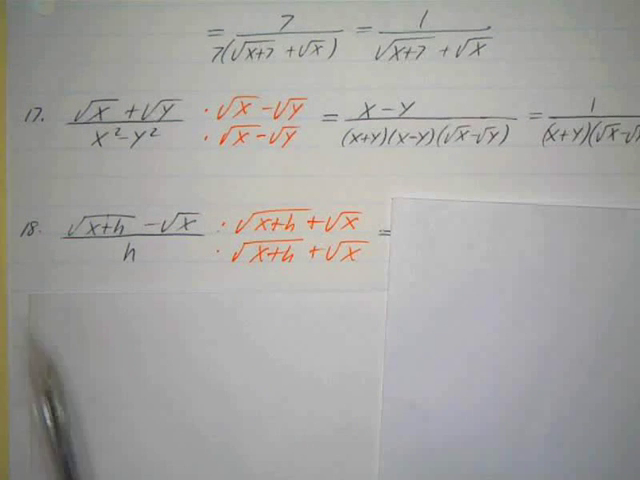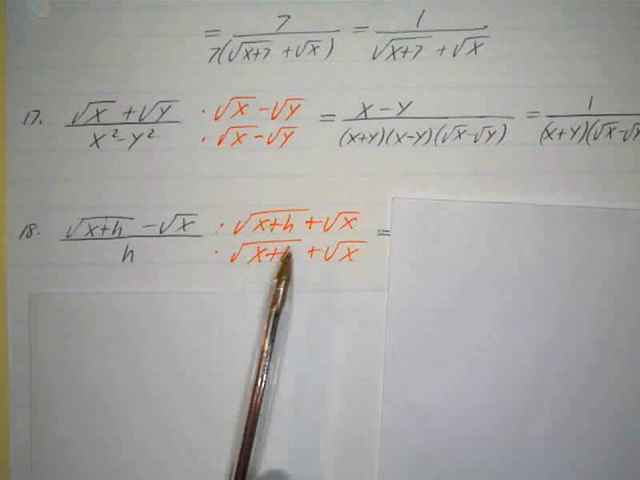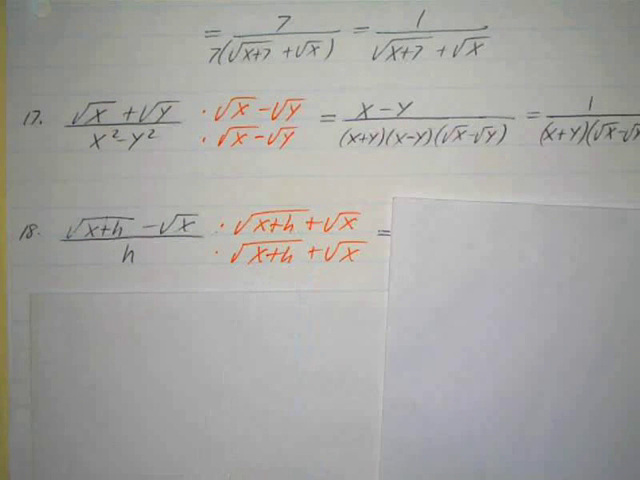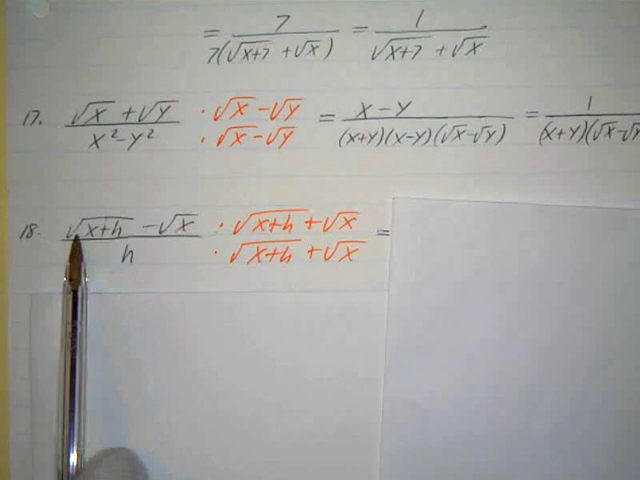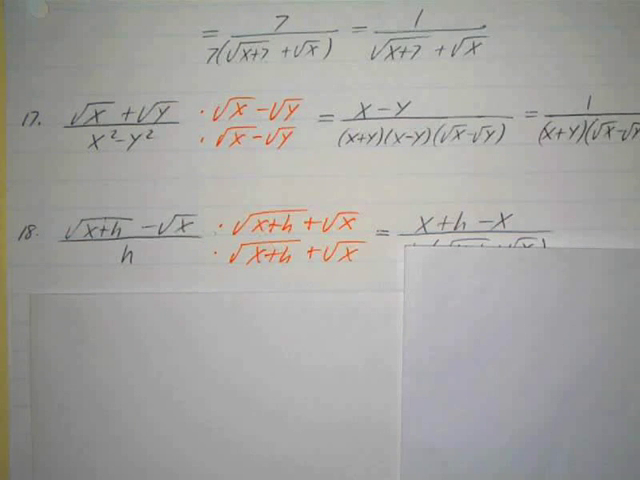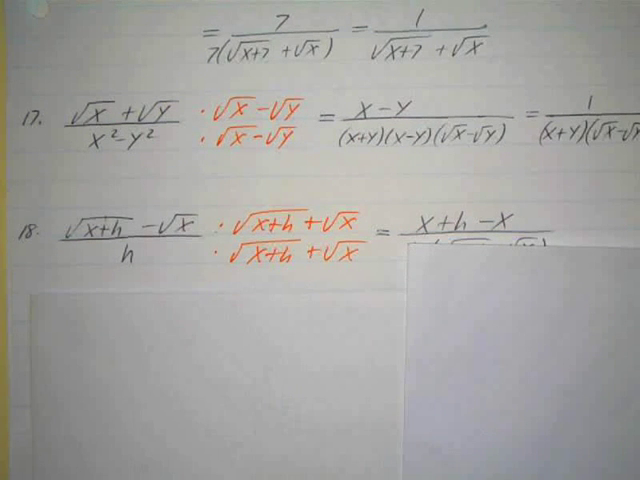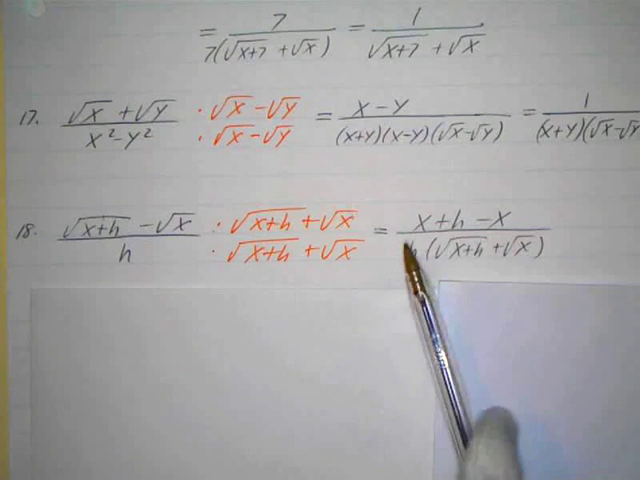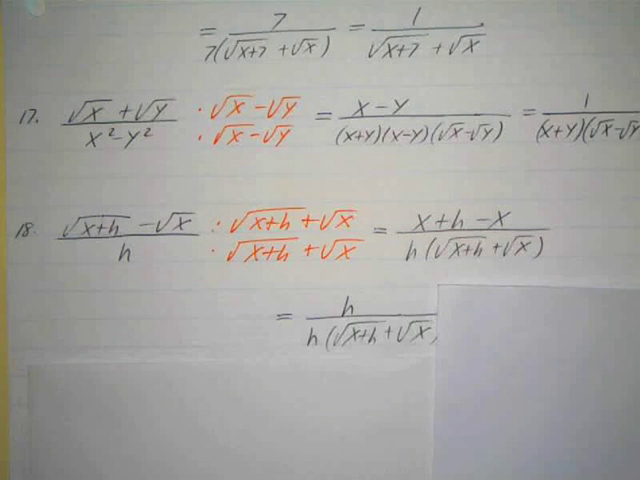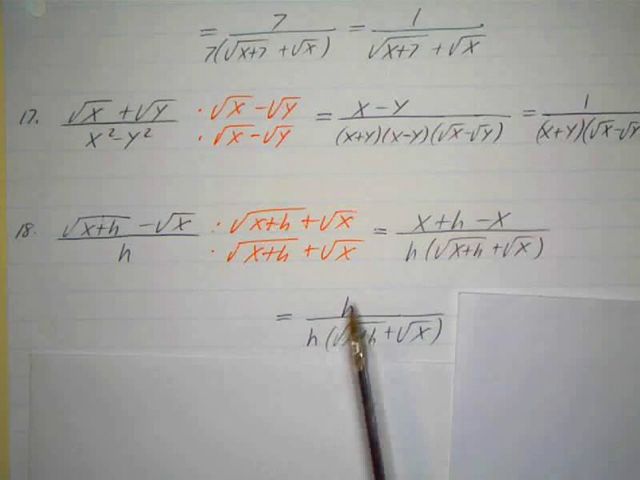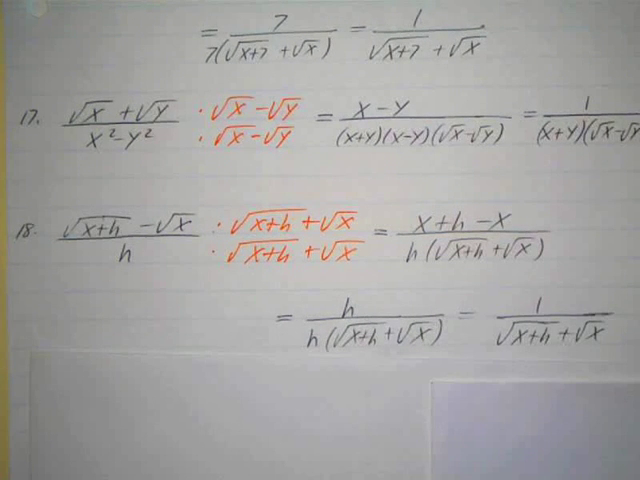So again, we just have to multiply the top and the bottom by the conjugate of the numerator, so it's the same thing except opposite sign. And then when I multiply these out, I get x plus h minus x on the top. And on the bottom, I've got h times this binomial. And again, I'm not worried about the bottom, just the top. The x's cancel. So now I've got h over the conjugate. And the h's cancel, so that just becomes 1, and there's your answer.